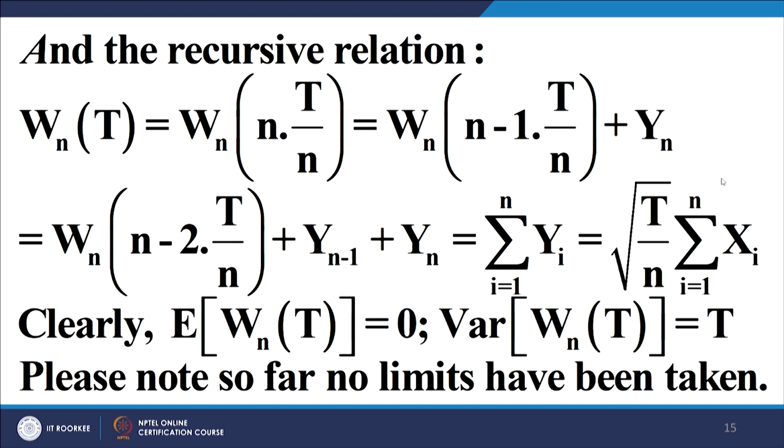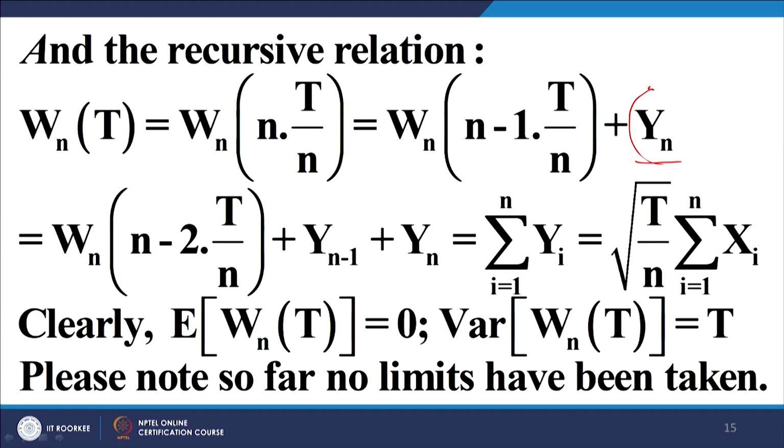And the recursive relation now gets modified slightly. Instead of x and t being here, we now have y and t. Otherwise, it is more or less the same. The substitution is needed because the step size has changed. So, when the object moves over the last step, its jump is going to be either plus root t by n or minus root t by n, instead of plus 1 or minus 1. This is reflected in this term y_n.